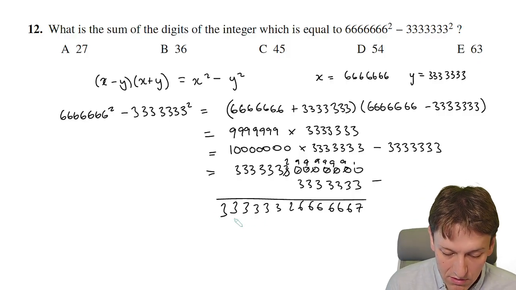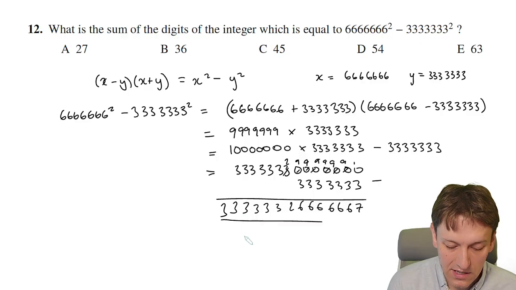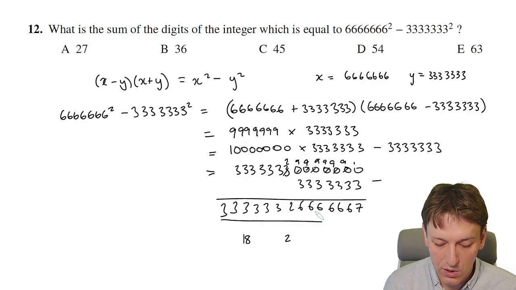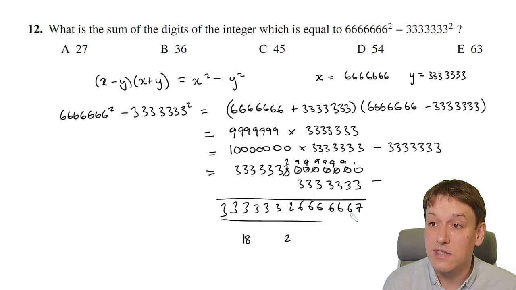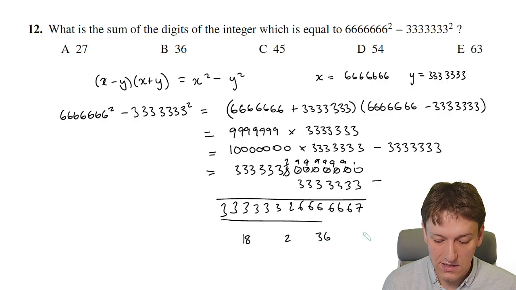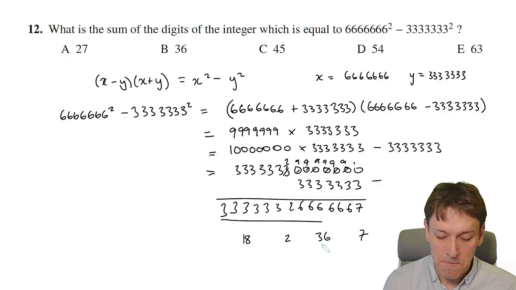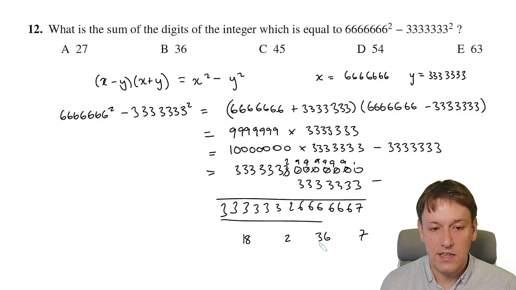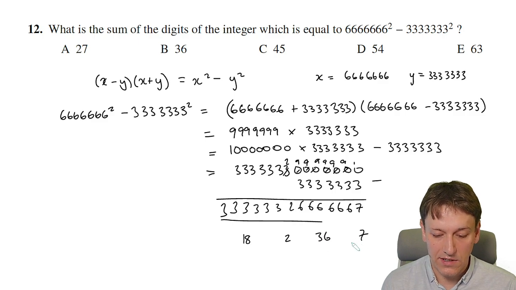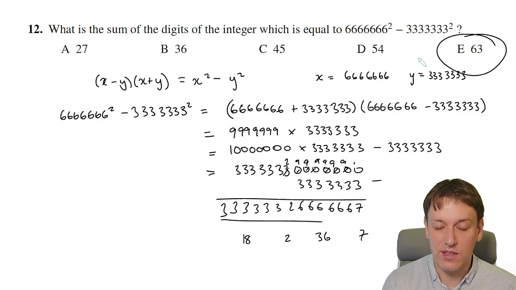Well, I can see there's 3 3s at the start, so there's 6 of those. That will give me 18. I've got a 2, and then I've got 6 6s here, so that's 36, and a 7. And if I add all those together, 18 plus 2 is 20, plus 36 is 56, plus 7 gives me 63. And so the answer here is E, 63.